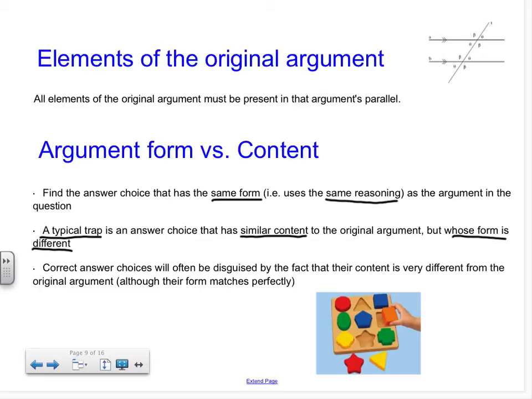Correct answer choices, we're down here now, will often be disguised by the fact that their content is very different from the original argument, although their form matches perfectly. So, chances are if you come across an answer choice that is talking about an opposite subject of the passage, chances are that is the right answer choice. It'll help you to eliminate incorrect answer choices.